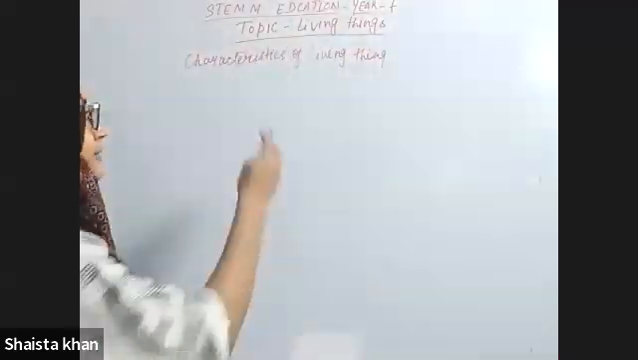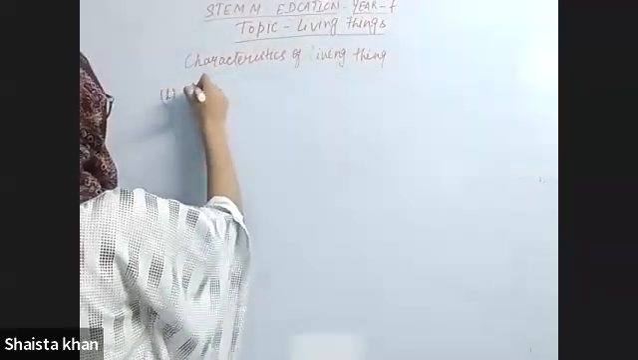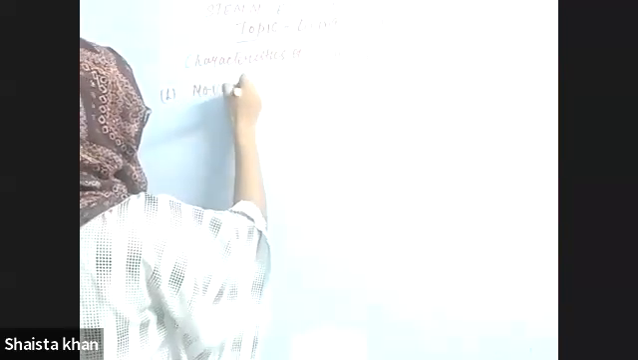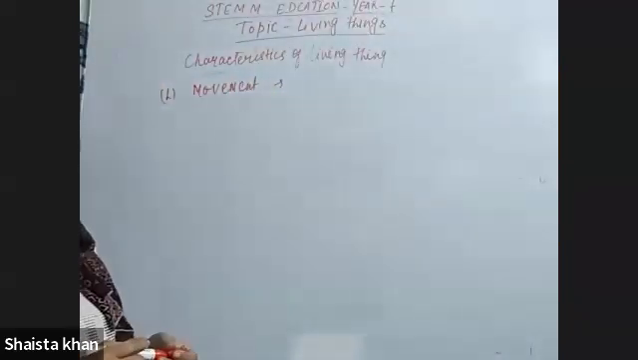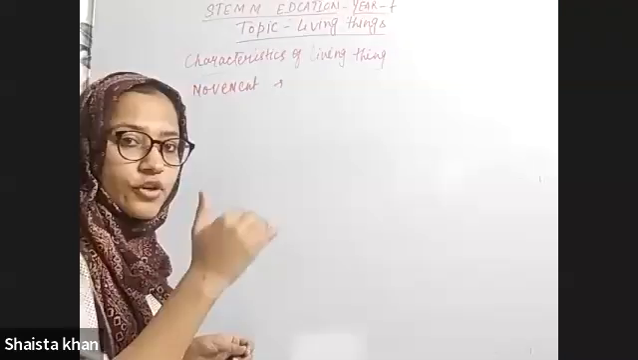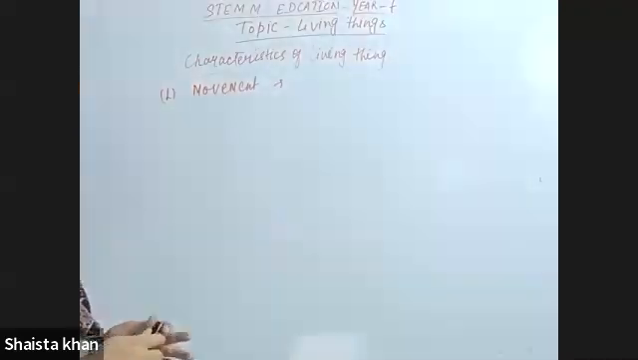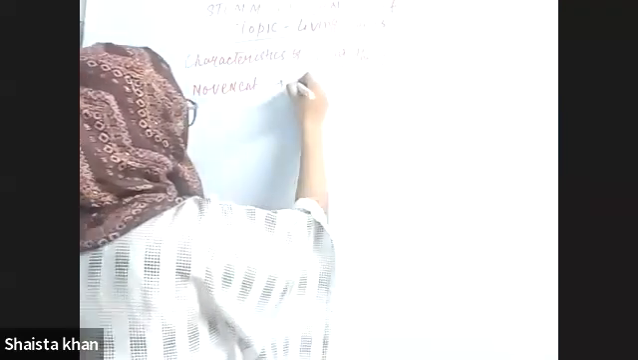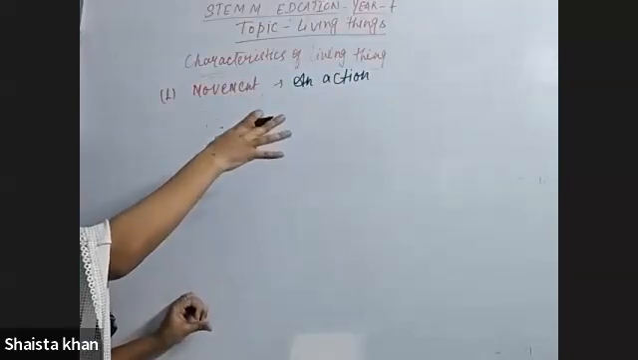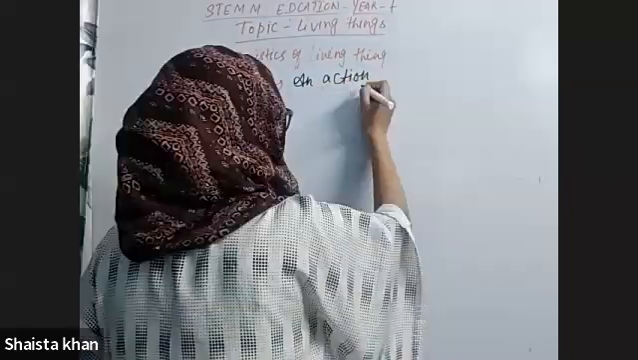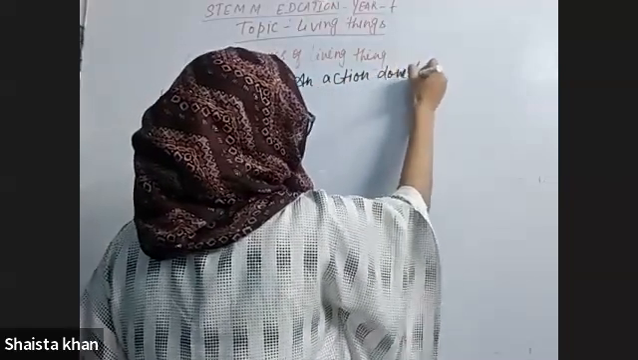Fine. So the first one is what? The first one is movement. Movement. A living being or living thing moves from one place to another place. So movement, what is movement? It is an action. It is an action done by any organism.